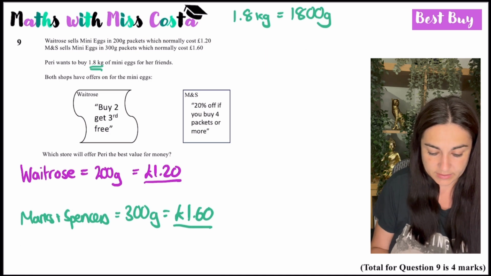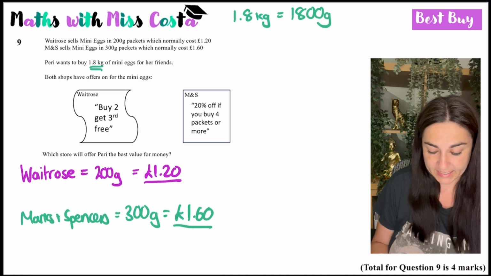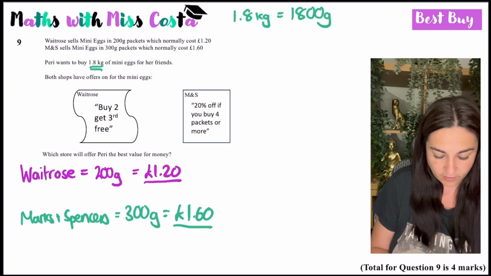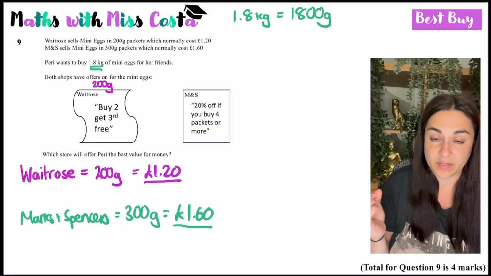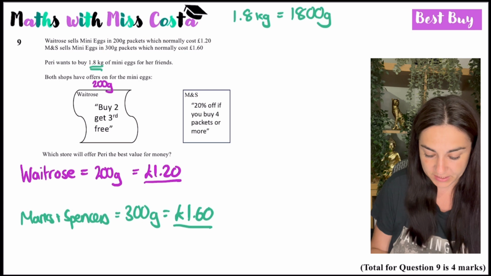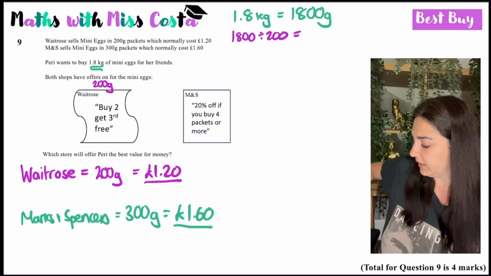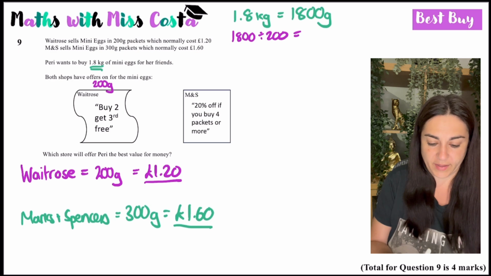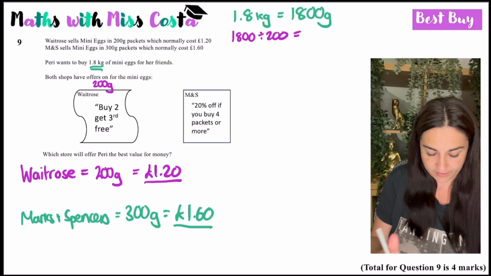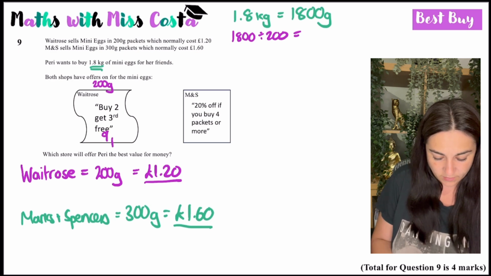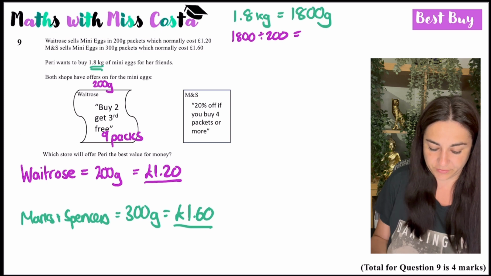So to figure out how many packs I'm going to need at Waitrose, I know that the mini eggs come in 200 gram packs. So I'm going to do 1,800 divided by 200. And that gives me 9. So I'm going to need 9 packs if she buys it in Waitrose.